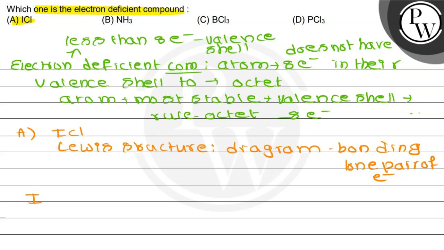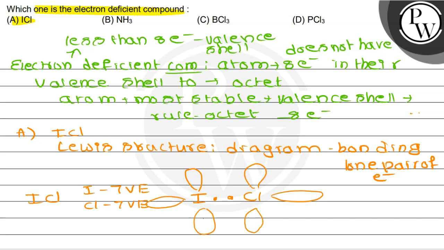The Lewis structure of ICl. Iodine has 7 valency electrons. In the same manner, chlorine has 7 valency electrons. How many valence electrons are present in iodine? 7 valency electrons are present, and on chlorine also 7 valency electrons are present. This is the structure of ICl.